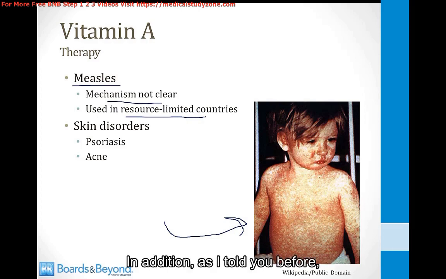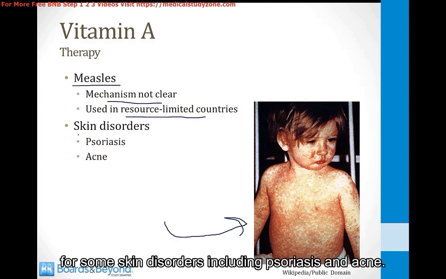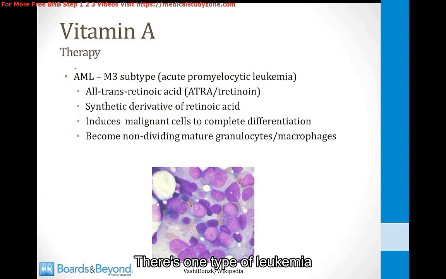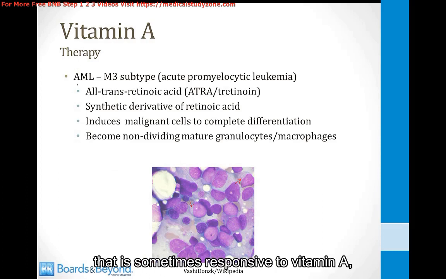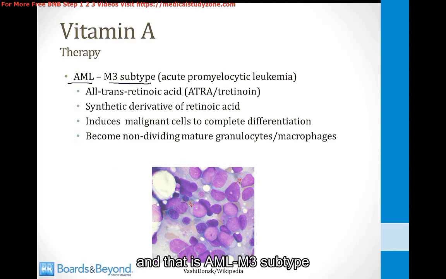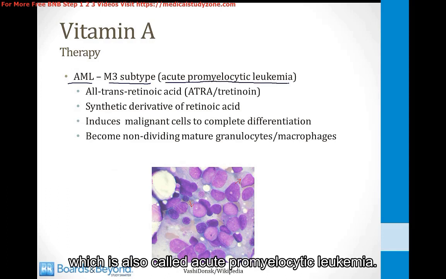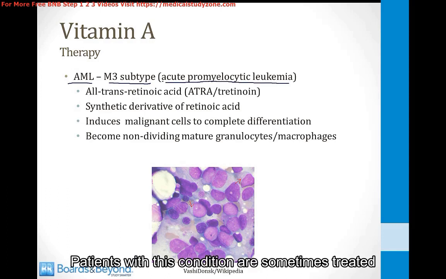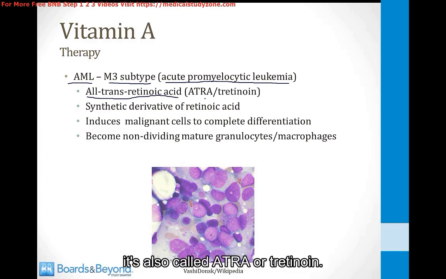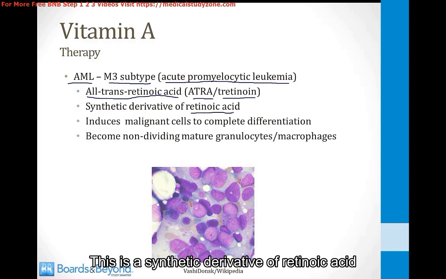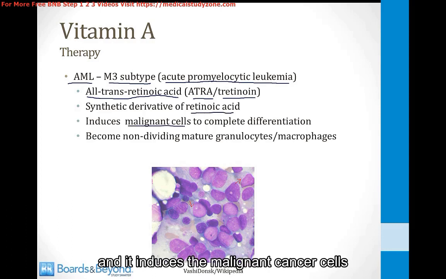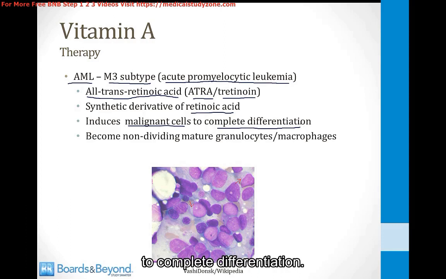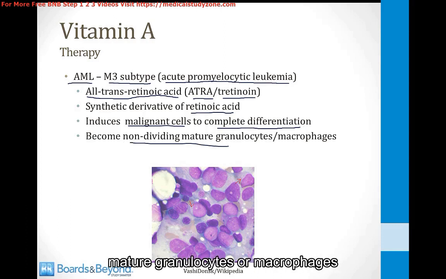In addition, as I told you before, vitamin A is used as a treatment for some skin disorders, including psoriasis and acne. There's one type of leukemia that is sometimes responsive to vitamin A, and that is AML, the M3 subtype, which is also called acute promyelocytic leukemia. Patients with this condition are sometimes treated with all-trans retinoic acid. It's also called ATRA or tretinoin. This is a synthetic derivative of retinoic acid, and it induces the malignant cancer cells to complete differentiation. As a result, they become non-dividing mature granulocytes or macrophages, and the leukemia can resolve.